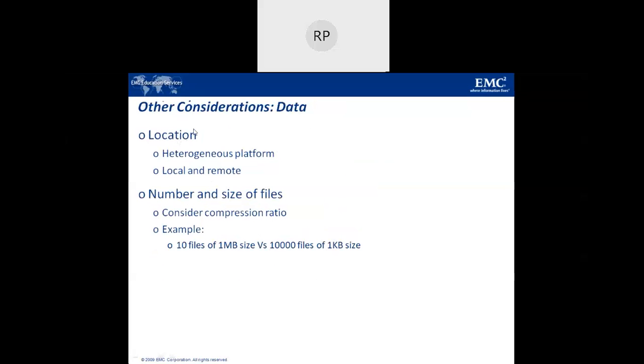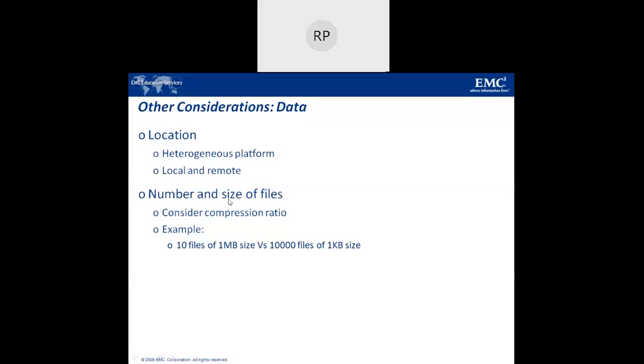Next, along with that, there are some other considerations while taking the backup. That is location, where we are going to take the backup, on a heterogeneous platform, whether you are using a homogeneous platform or a heterogeneous platform. We need to decide whether you are going to take the backup on the local system or on the remote system. These all should be considered.